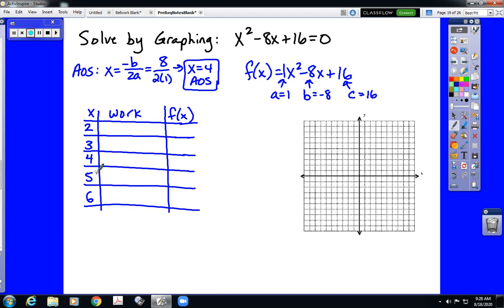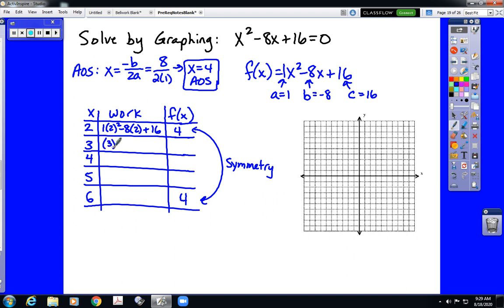So when we plug in 2, we're taking this 2 and plugging it into f of x for x. So that would be 1 times 2 squared minus 8 times 2 plus 16. And you don't necessarily need the 1. So that would be 2 squared, which is 4, minus 16 plus 16. That would be 4. Remember that symmetry says that since we centered this graph on our axis of symmetry, 6 would also turn out to be 4 when we plug it into the function.